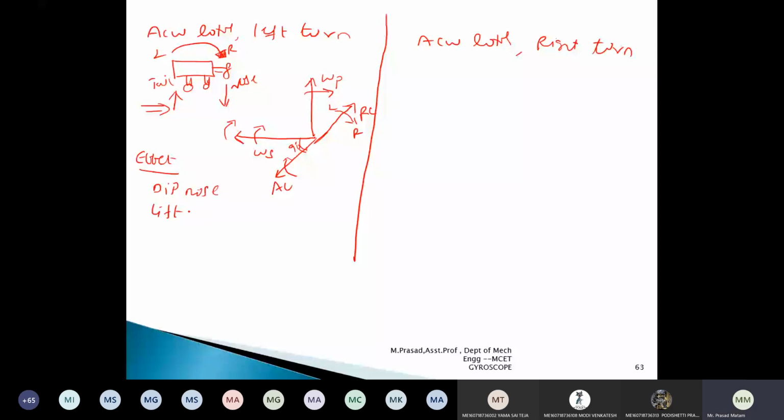Similarly, come here, anti-clockwise rotor taking right turn. Sir, are we considering reactive couple and active couple, sir? That side it is reactive couple and this side is active couple.